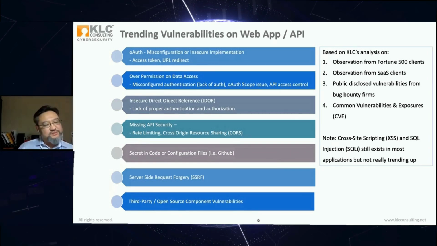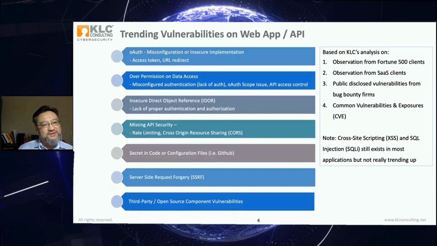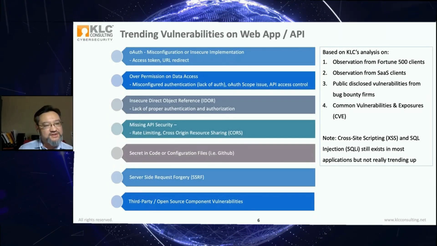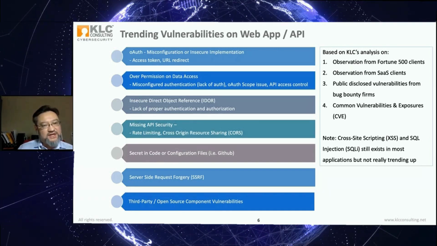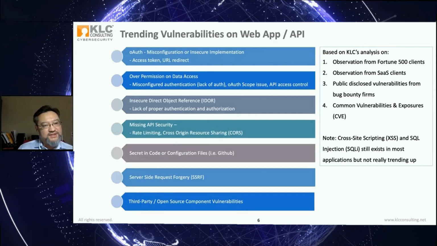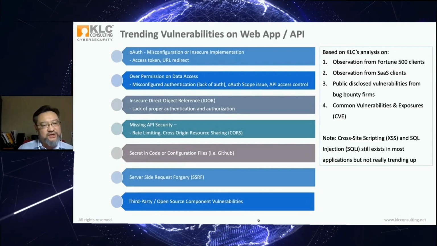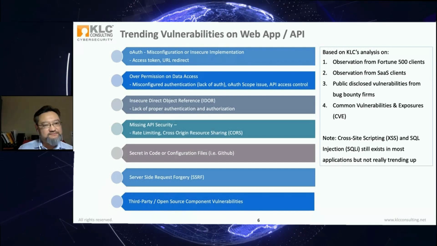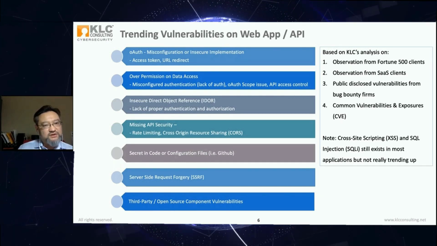Next one is the insecure direct object reference, IDOR. This is a little bit surprising to me because I'm seeing more and more IDOR vulnerabilities. This has been out there since 2007, but it still exists. We're going to have a slide talking about IDOR, and why the number of IDOR vulnerabilities is going up. IDOR is really surrounding the lack of authentication and authorization.